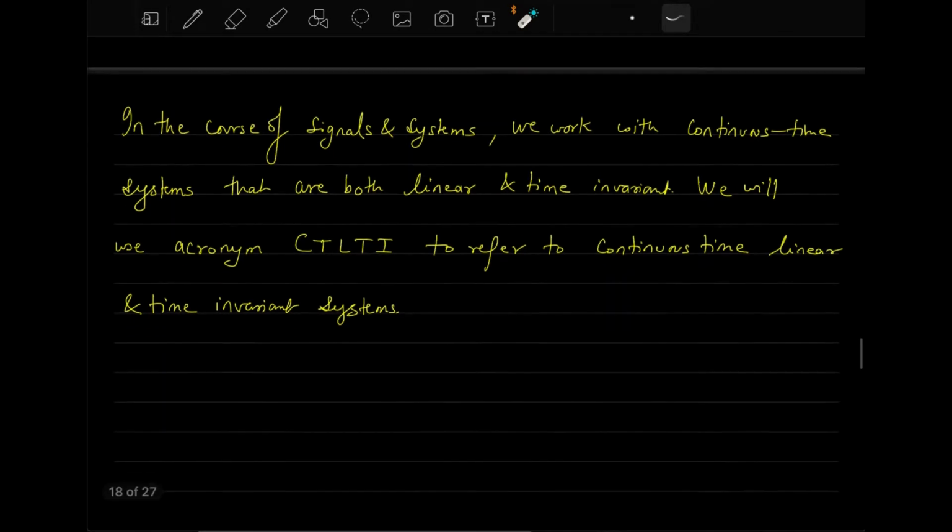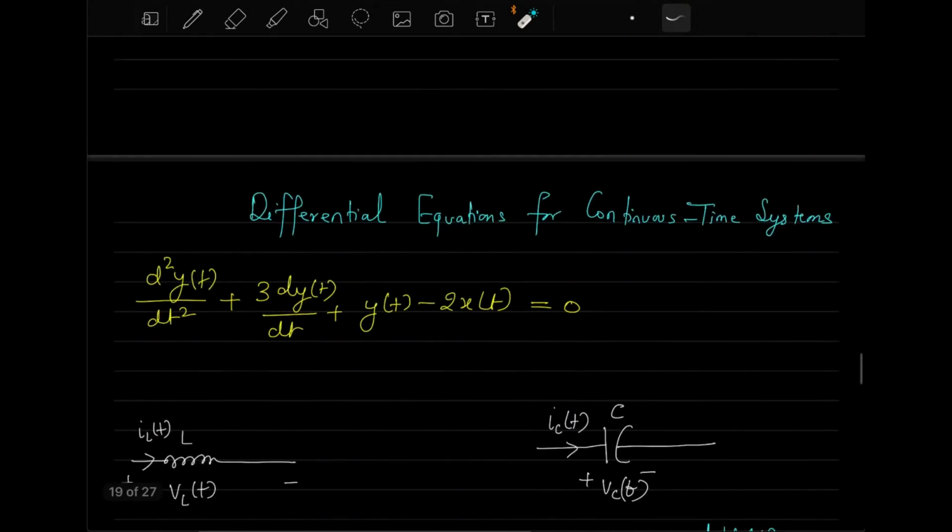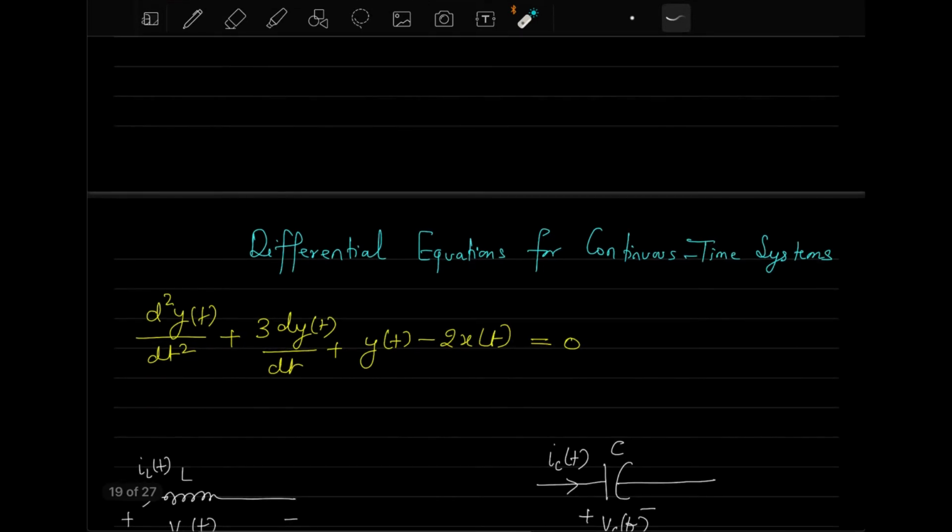Okay, so today what we will do is understand the differential equations for the continuous time system counterpart, and you might be wondering why we are working on these differential equations. As you recall, in our earlier lecture we discussed that what we are interested in is to find how the system performs when the input is fed into it and the corresponding output that we get.